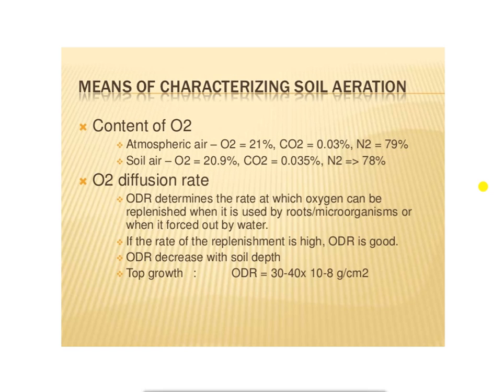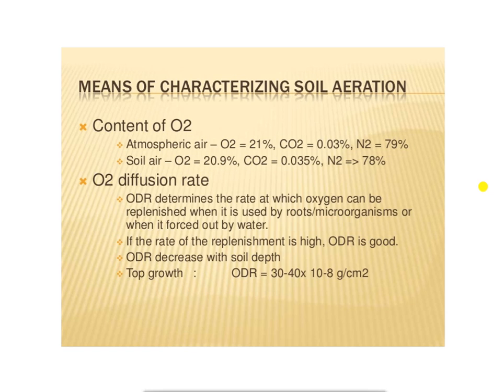Then characterization of soil air depends on content of oxygen and oxygen diffusion rate, and content of water. Atmospheric air contains 21% oxygen, 0.03% carbon dioxide, and 79% nitrogen. In contrast, soil air contains 20.9% oxygen, 0.03% carbon dioxide, and nitrogen 78%.